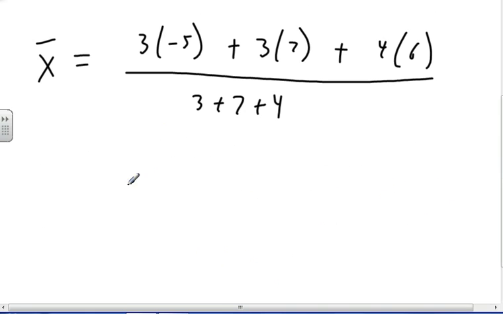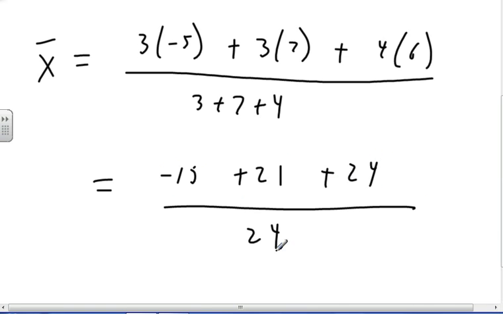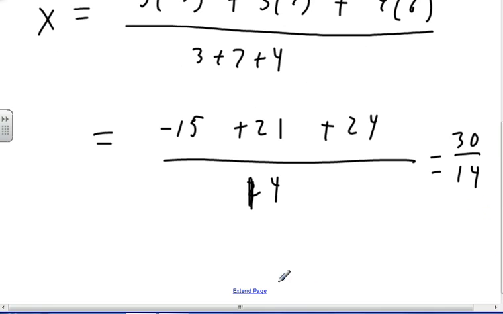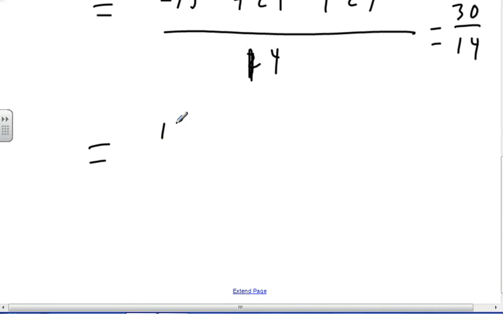Okay, so minus 15 plus 21 plus 24 divided by 14. That's 6, right? 6, so that, 14? Alright, so I've got 6, I got 30. 30 divided by 14. Did I do something wrong? No. So it's 15 over 7. So the center of mass is at 15 over 7.